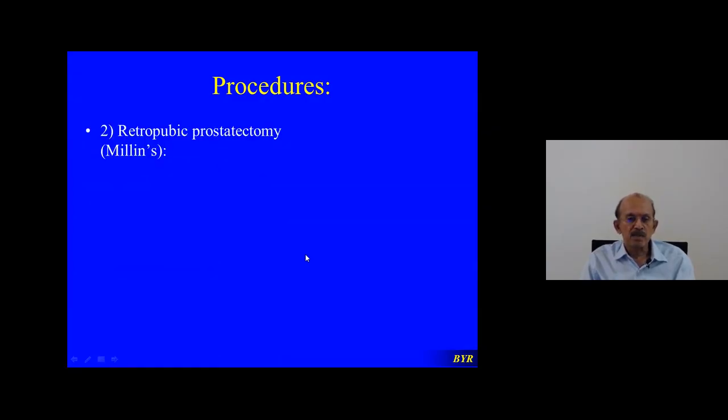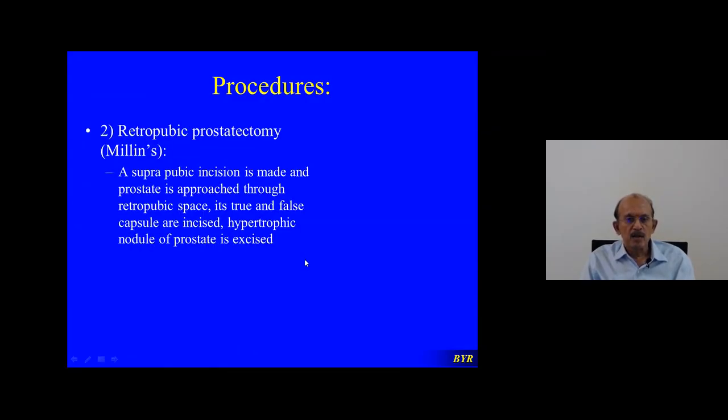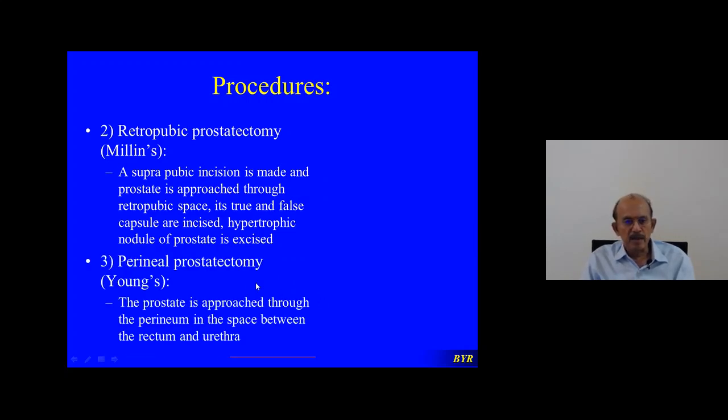The second type of procedure is called retropubic prostatectomy. A suprapubic incision is made, and the prostate is approached through the retropubic space. Its true and false capsules are incised. The hypertrophic nodule of the prostate is excised. Then perineal prostatectomy: the prostate is approached through the perineum, in the space between the rectum and the urethra.